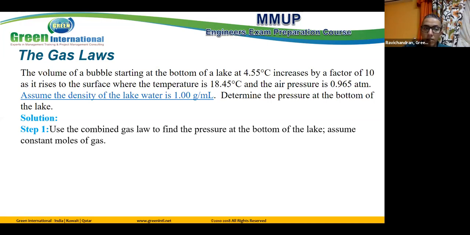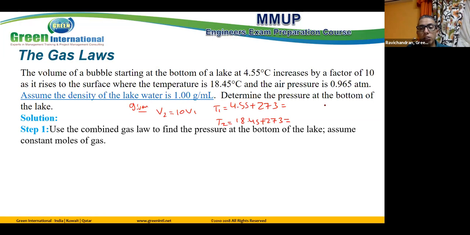Here, the volume of a bubble starting at the bottom of the lake at 4.55 Celsius increased by a factor of 10. So we have a relation between volume 1 and volume 2: volume 2 equals 10 volume 1. This is given. Also we are given T1 = 4.55, don't forget plus 273, and T2 = 18.45 plus 273.